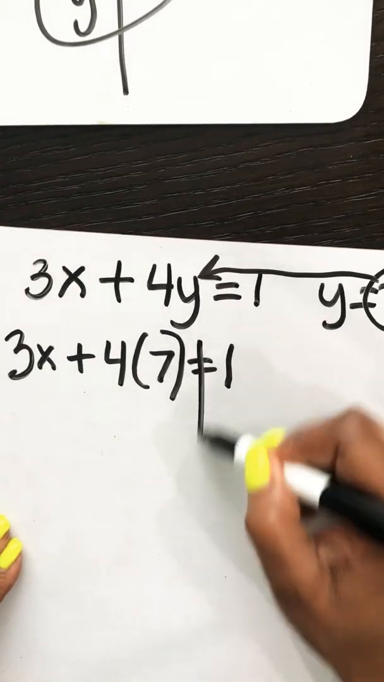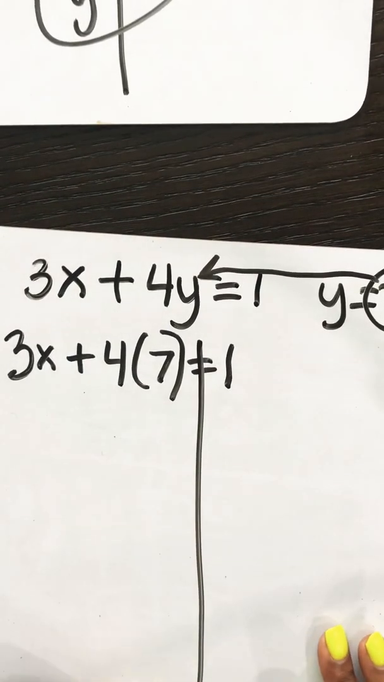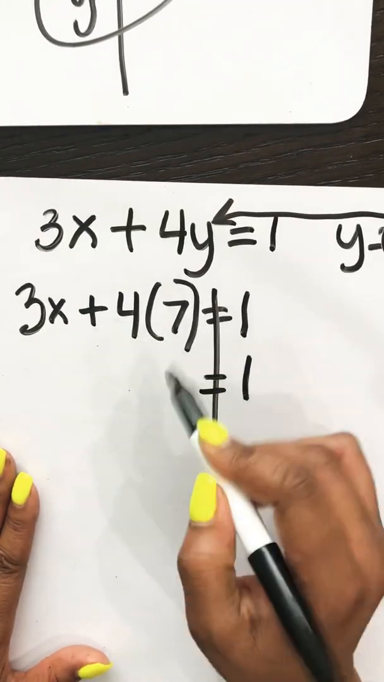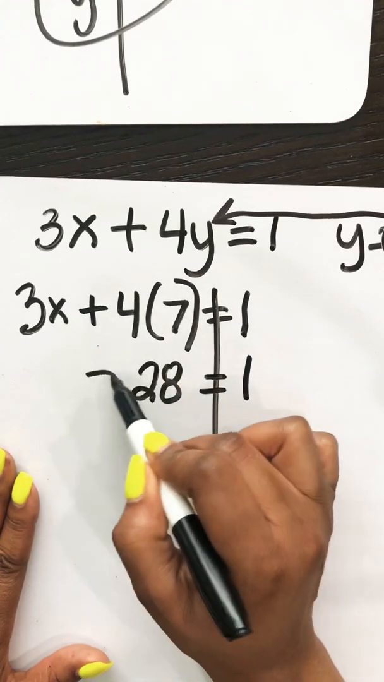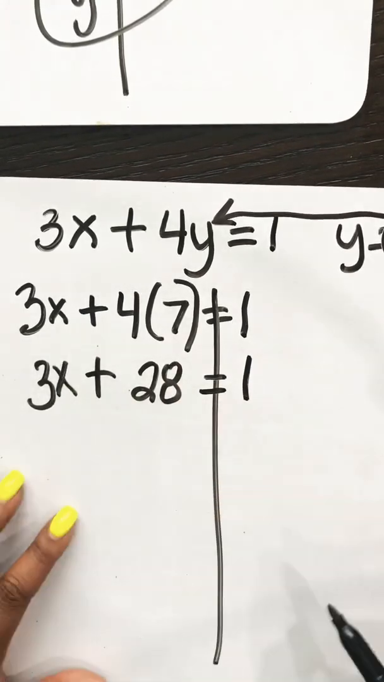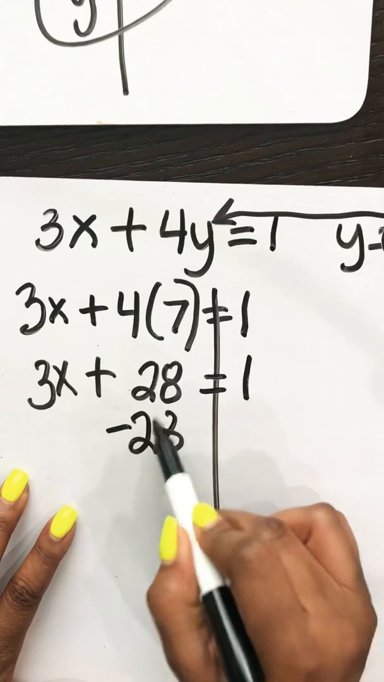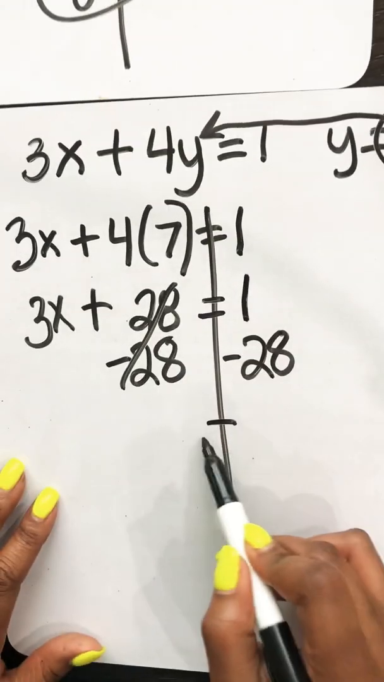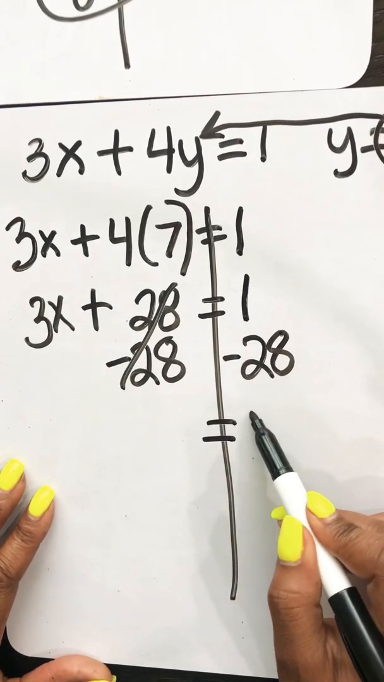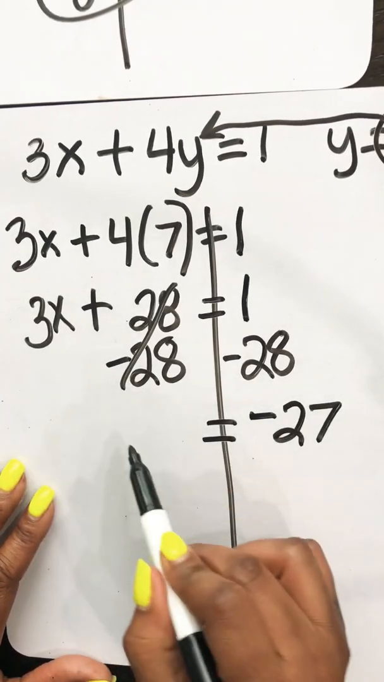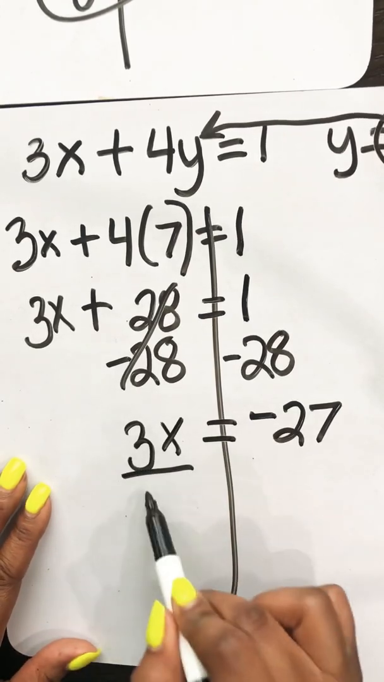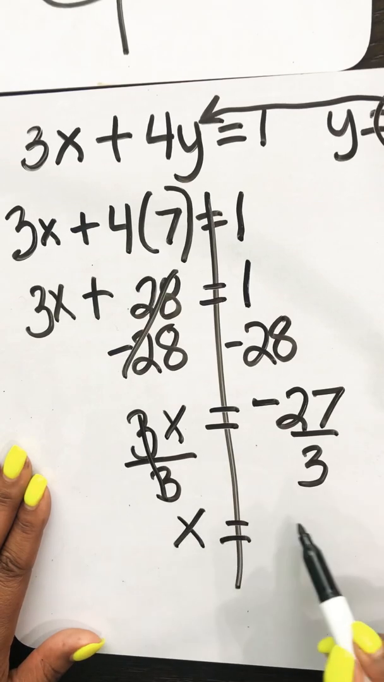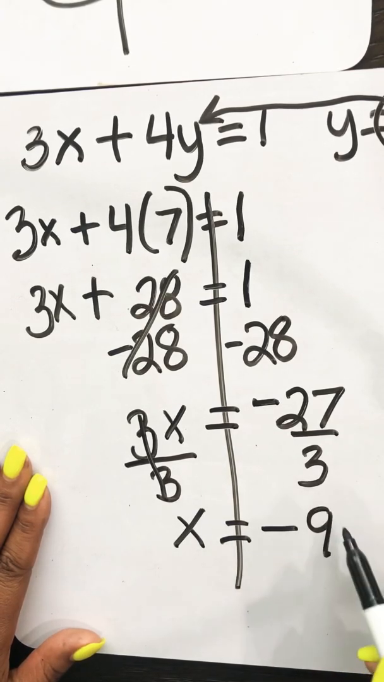Okay. So then now I'm in a position to solve for y. I'm sorry, to solve for x. So equals 1. 4 times 7 is 28. 3x. Then I would want to subtract 28 from both sides. 28 then cancels out. 1 minus 28 is negative 27. 3x. Then I would want to divide both sides by 3. Now I get x equals negative 9.